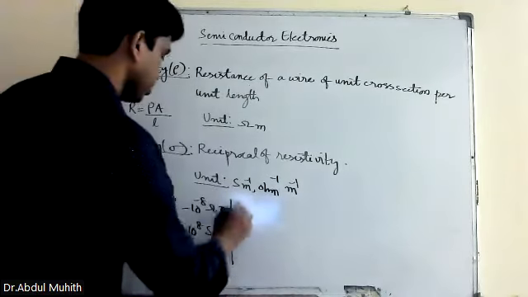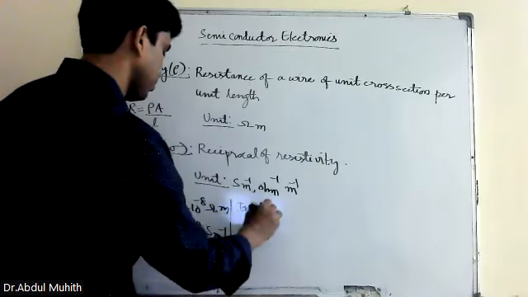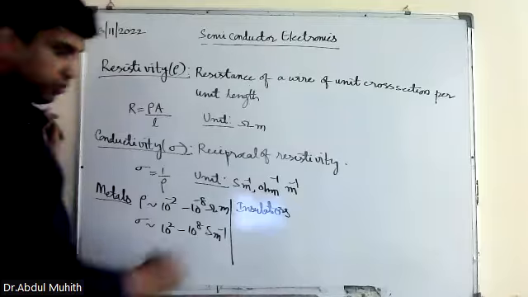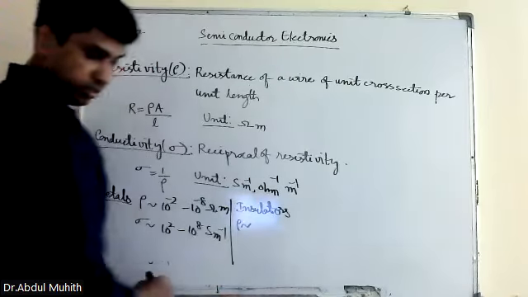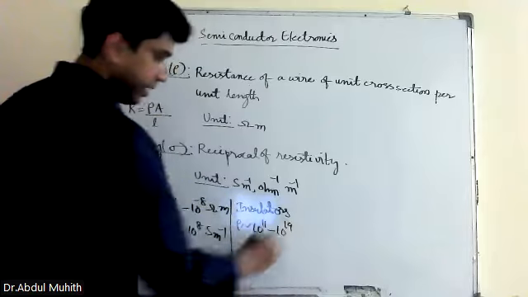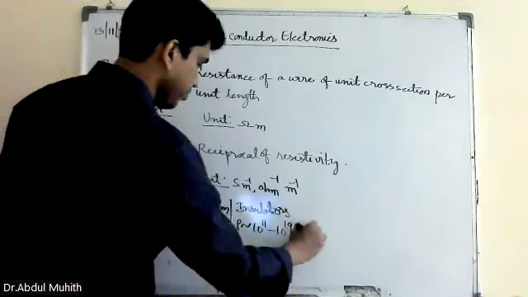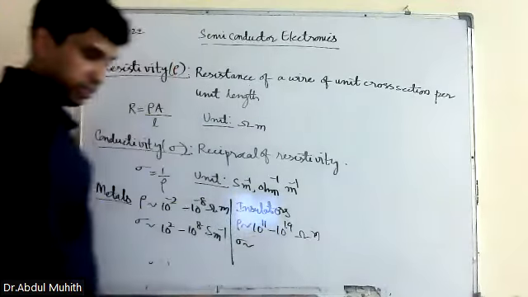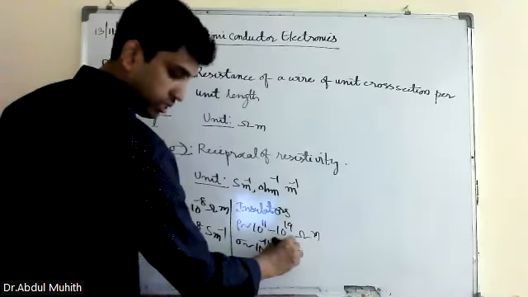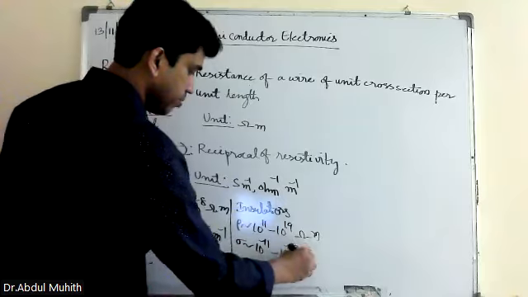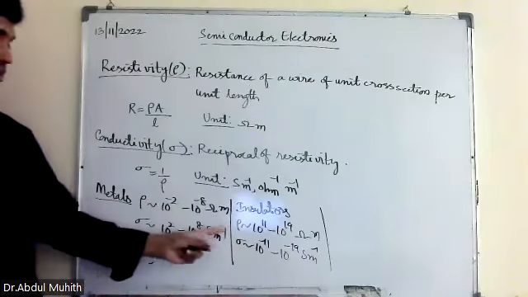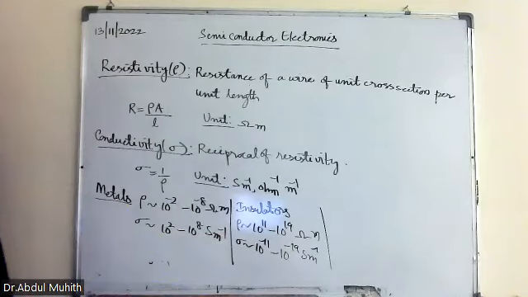Coming to insulators. In insulators, the resistivity is 10 to the power of 11 to 10 to the power of 19 ohm meter. And conductivity is 10 to the power of minus 11 to 10 to the power of minus 19 Siemens per meter. So this is exactly the opposite. Resistivity is very high and conductivity is very low.